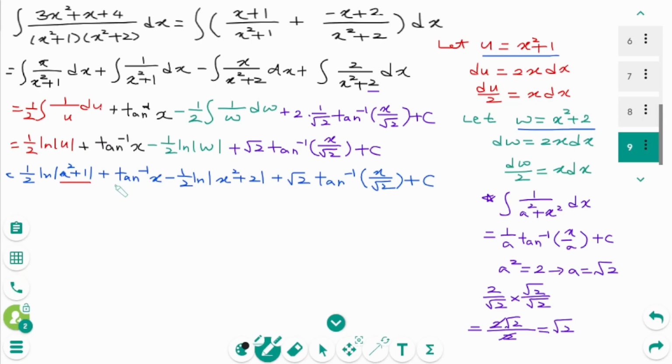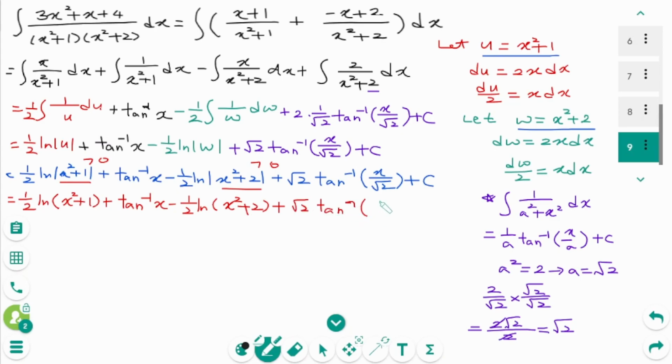x squared plus 1 and x squared plus 2 are always greater than 0. We don't need the absolute value sign. The final answer is 1 over 2 ln bracket x squared plus 1 plus arctangent of x minus 1 over 2 ln bracket x squared plus 2 plus square root of 2 arctangent of x over square root of 2 plus c.